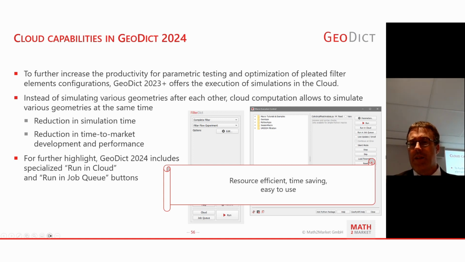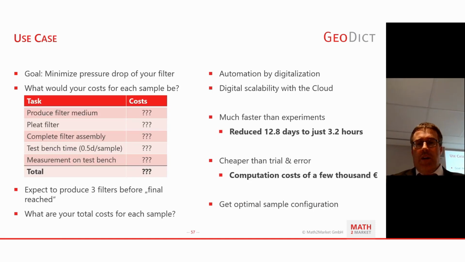So our use case: minimizing the pressure drop, accelerating the development cycle, reducing costs. Well, what are our costs here? Is it production, material, personnel costs, especially for the assembly, the tests, evaluations? Well, there's actually a question for you. What would your costs be? What is the cost of your sample?